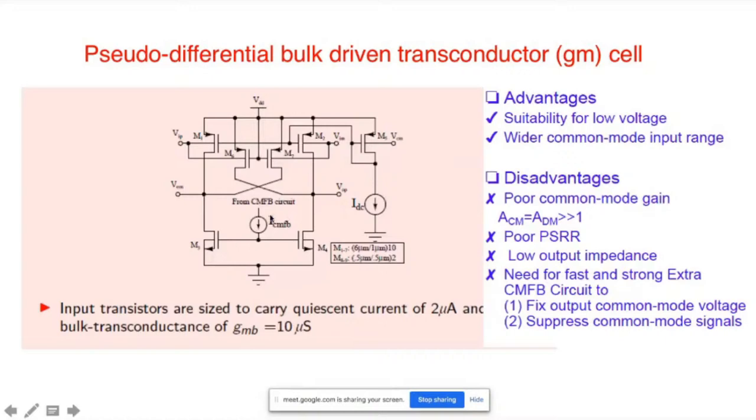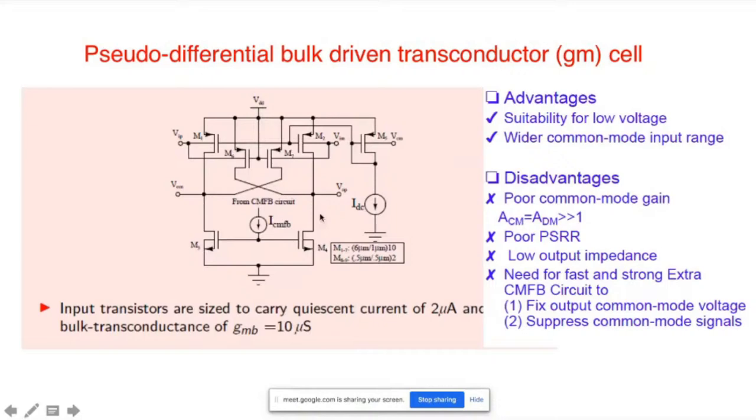So you have a common mode feedback circuit, which is very, very important for a pseudo differential operational amplifier. Now, the advantage of this kind of circuit, as I said, is that it is suitable for low voltage, with a wider common mode input range. But there are disadvantages. You have poor common mode gain, because whatever the variation of the input voltage or supply voltage, that is going to be reflected at the output node. Unless your common mode feedback circuit is very strong, this will not be taken care of. So ACM over ADM is going to be very poor in this case. And then poor power supply rejection ratio. Then you have a low output impedance and need for a fast and strong extra common mode feedback circuit to fix the output common mode voltage and suppress common mode signals.